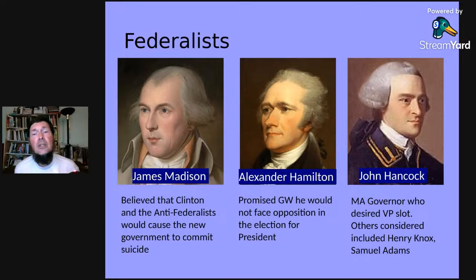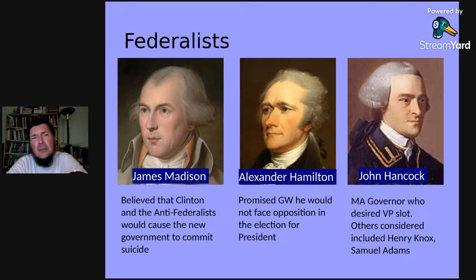So the question is, who becomes the candidate for vice president? Several people were interested in it. One of them was John Hancock, who famously signed the Declaration of Independence. The issue with John Hancock was that he was rather sick in 1788, and he was serving at that point as governor of Massachusetts, and he was actually running for re-election. And he wasn't able to really carry out his duties as governor. So why would he be elected vice president if he already has a job he's not able to do?